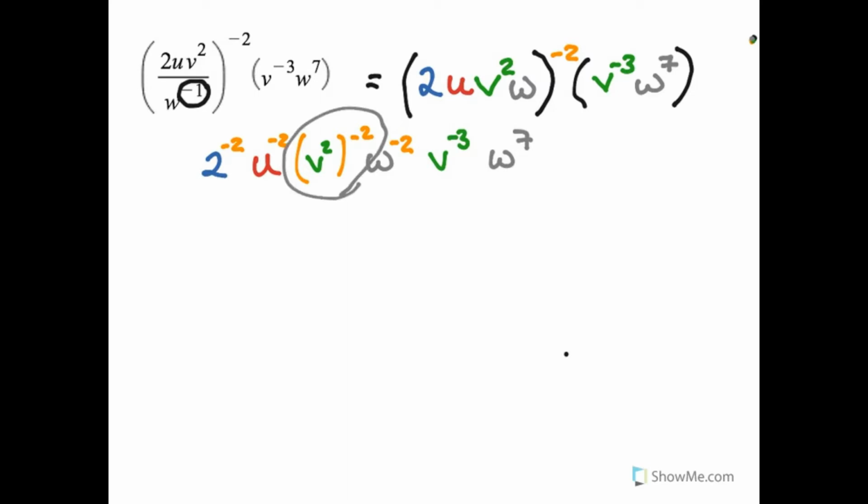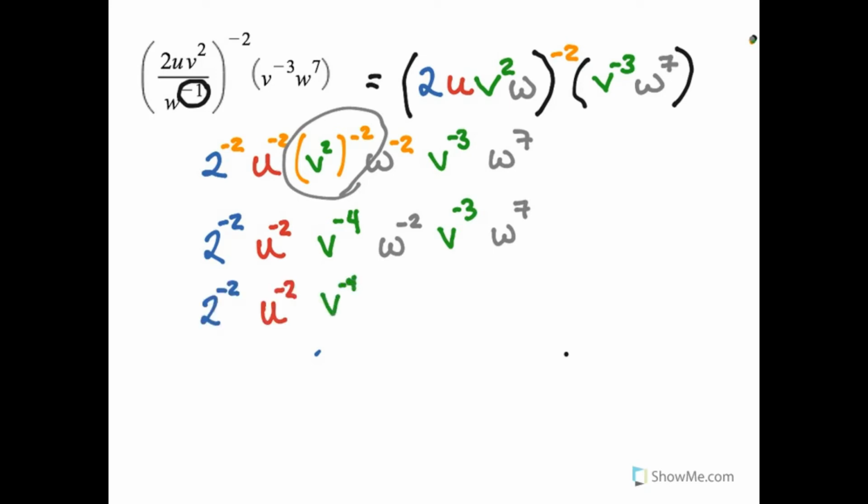v squared to the negative 2 power needs to be written as v to the 2 times negative 2, v to the negative 4 power. And I'm just going to copy the rest so I have it, w to the negative 2, v to the negative 3, and w to the 7th. Now I have some exponential terms with like bases, so I'm going to regroup so that they're together: v to the negative 4 times v to the negative 3, and w to the negative 2 times w to the 7th.